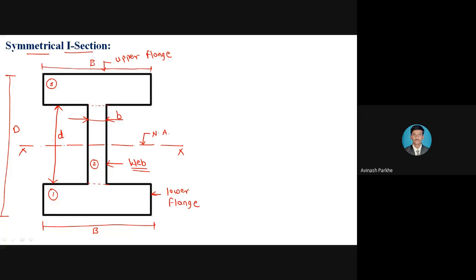So these are the different dimensions given to this symmetrical I section. Why is it called symmetrical? Because the dimensions of section number 1 and section number 3, that means the two horizontal rectangles, are the same. Therefore, this particular section is called a symmetrical I section.